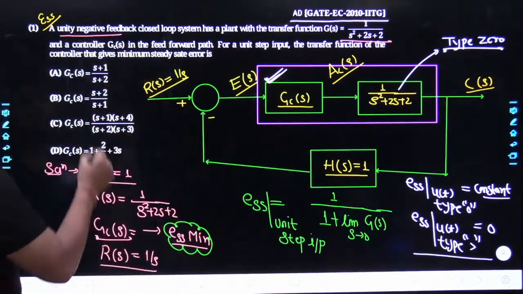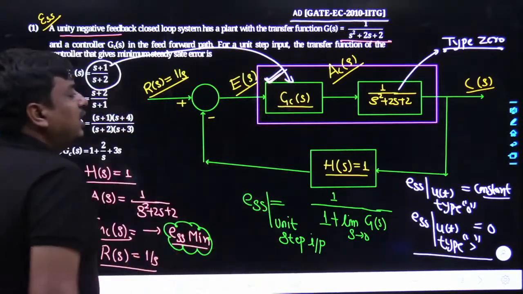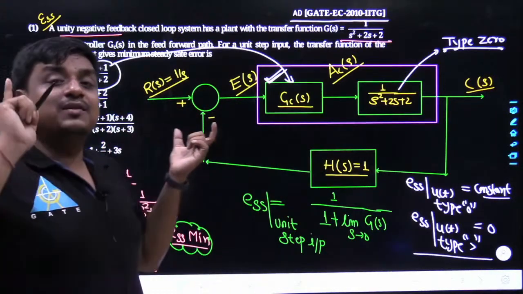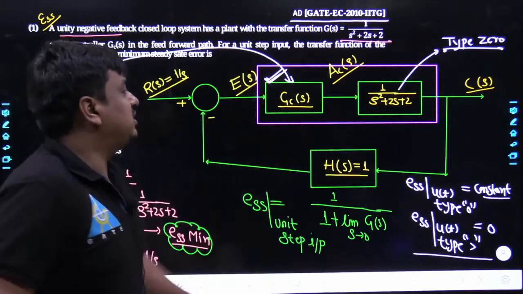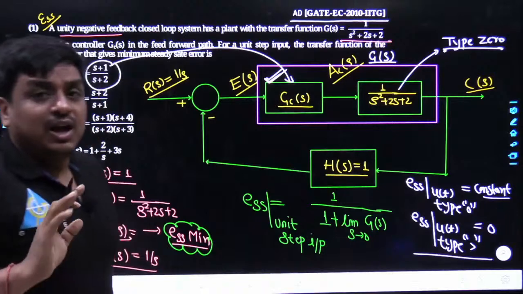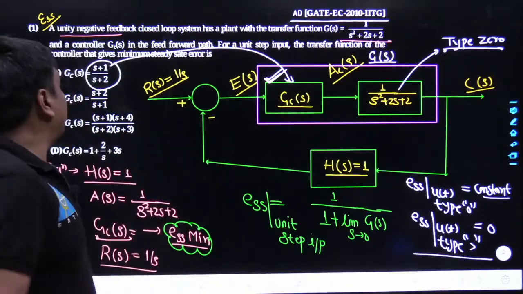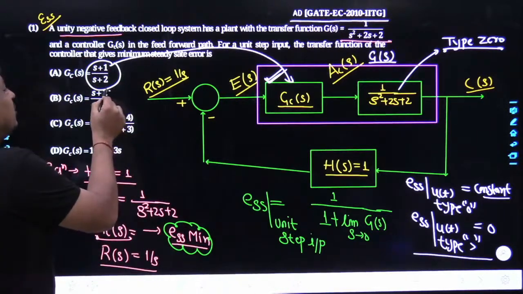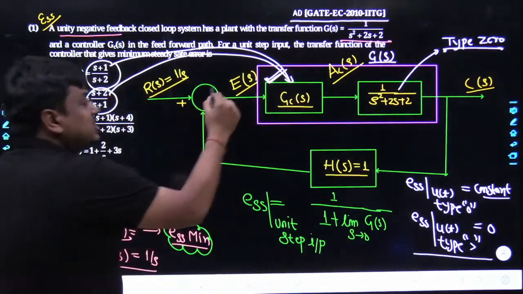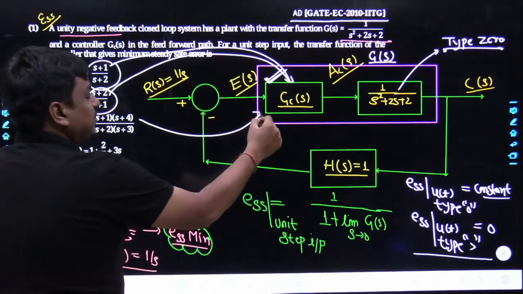So what is happening over here? If you feed S plus 1 divided by S plus 2 in place of GCS, what would happen? Initially it was a type 0 system, but no introduction of the open loop pole has taken place at origin. That means my GS would still be a type 0 system, and hence obviously the error may change. I am not saying the error would not change, but the error would not become minimal. And now if you take S plus 2 divided by S plus 1 in place of GCS, the G of S still remains a type 0 system. And similarly, if you take this, it still remains a type 0 system.